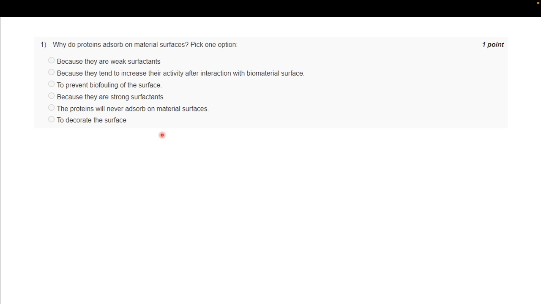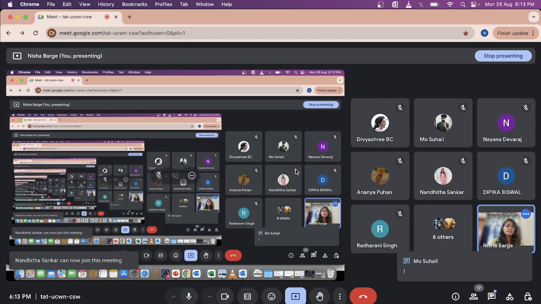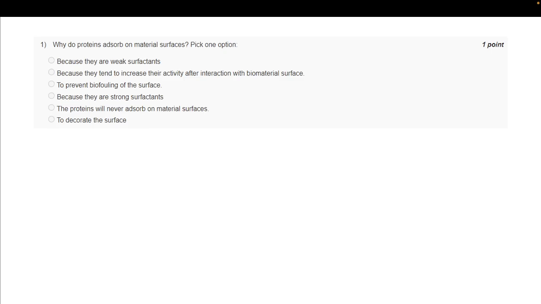If anybody wants to volunteer for the answer, you can go ahead, unmute yourself and let me know the answer. Somebody is trying to answer in the chat, so he's saying option 1. Does anybody have any other answer?